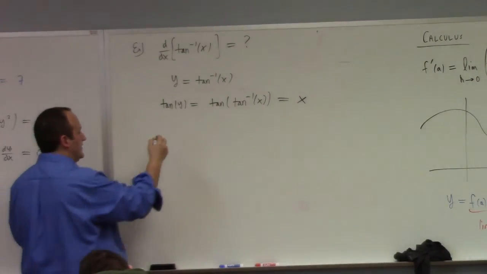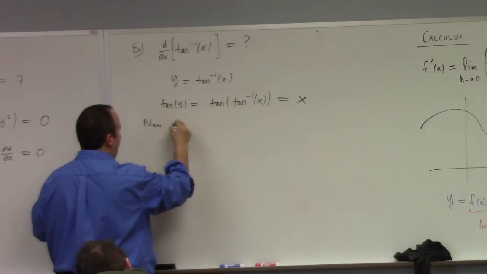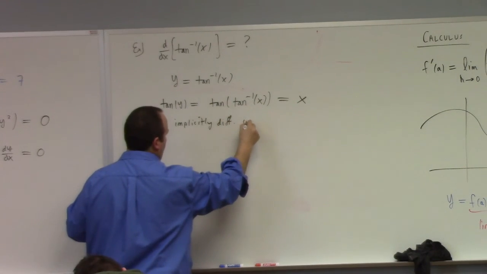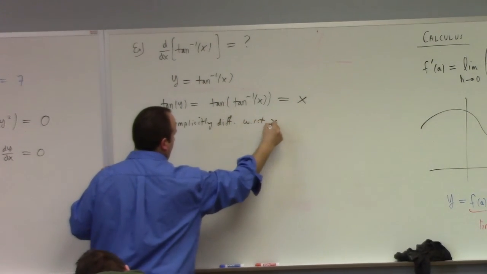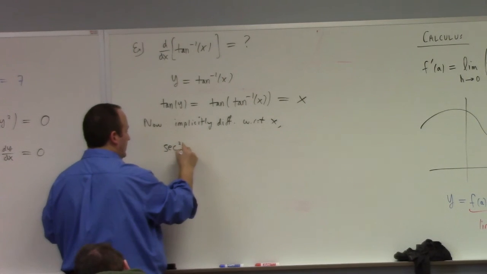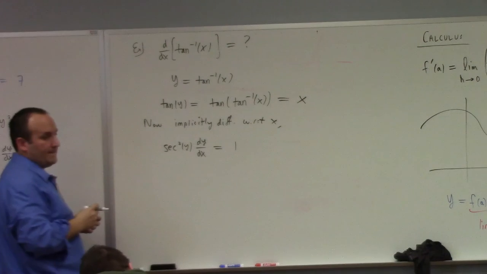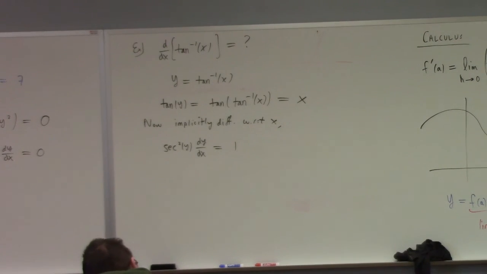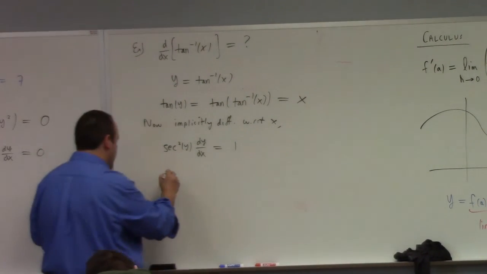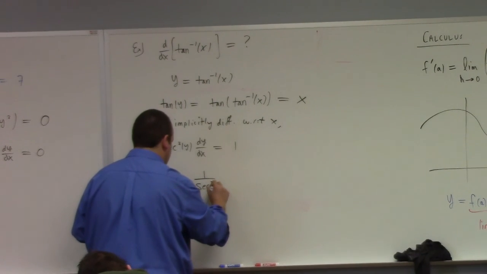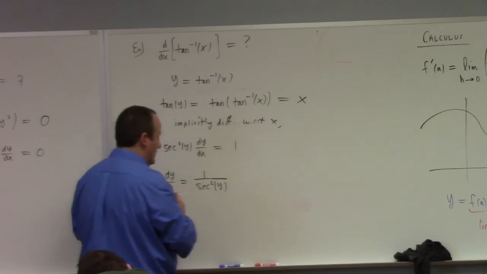Now implicitly differentiate with respect to x. This gives me secant squared y times dy/dx is equal to 1. And then dy/dx is what I'm after, right? So I solve for dy/dx, which is 1 over secant squared y.